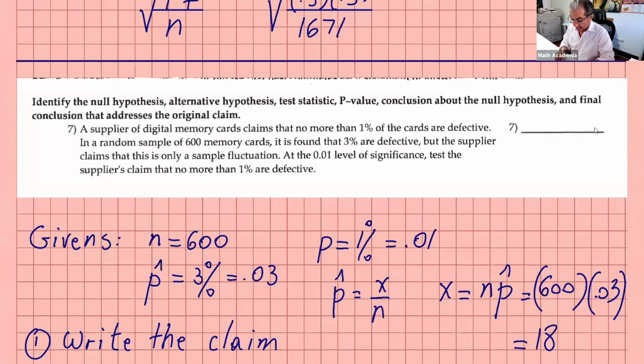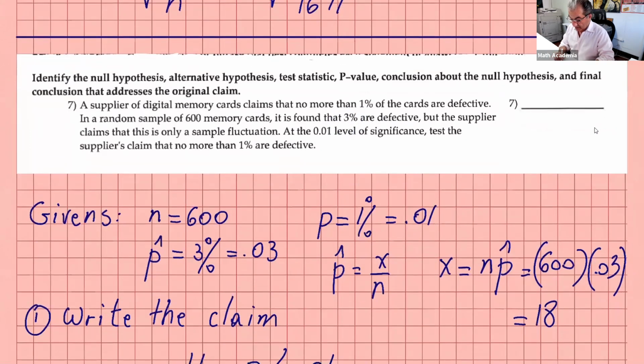P hat is 3%, it's given here. This P will be in the claim and is 0.01. And right away, when you have p hat and x is not given, calculate x. We know p hat is x over n, so x will be n times p hat. So it's 600 times 0.03, 18. And you'll see when you use your calculator, you'll need that number.